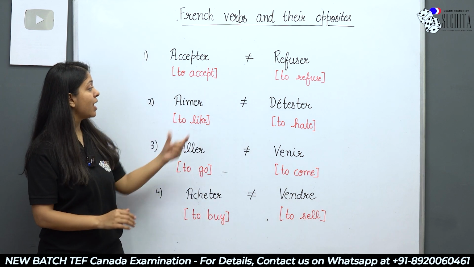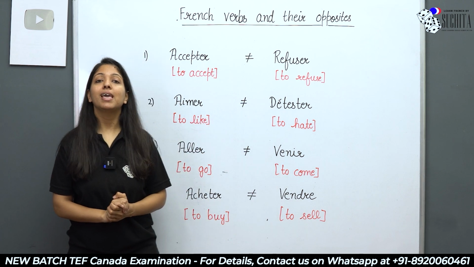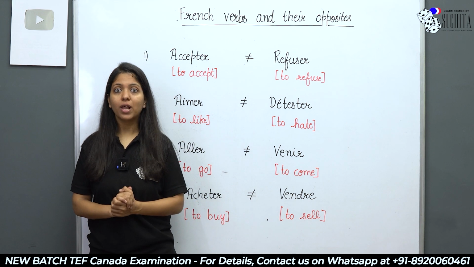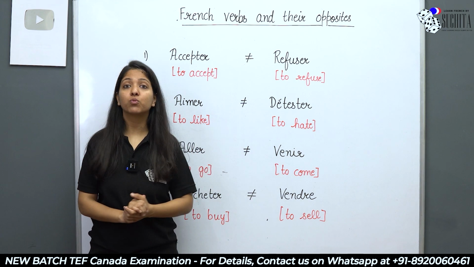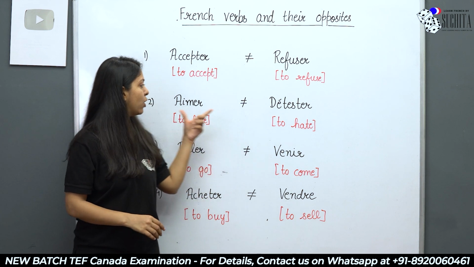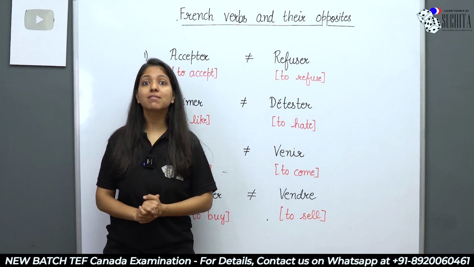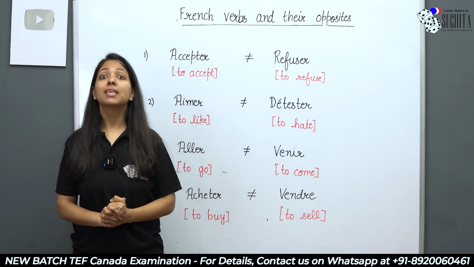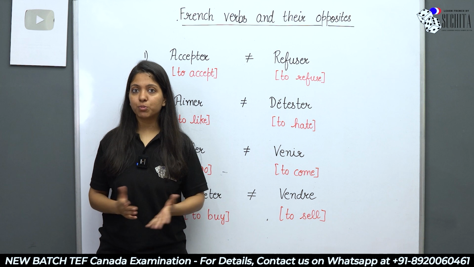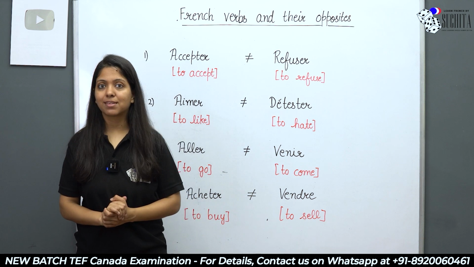The next one is again the ER verbs, which is aimer, which means to like or to love. The opposite would be, of course, to hate or to detest. Now aimer, the opposite is détester, which means to hate or to detest, right?